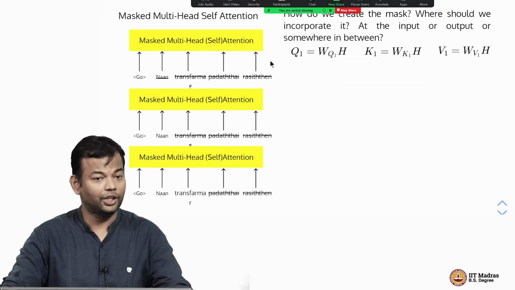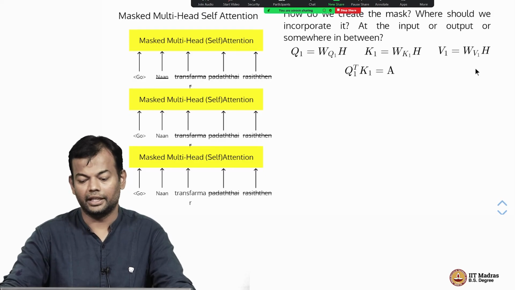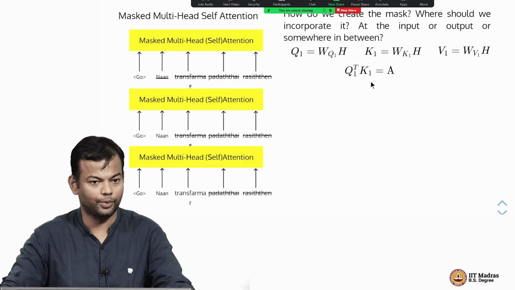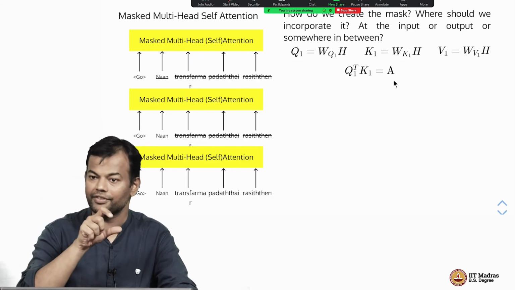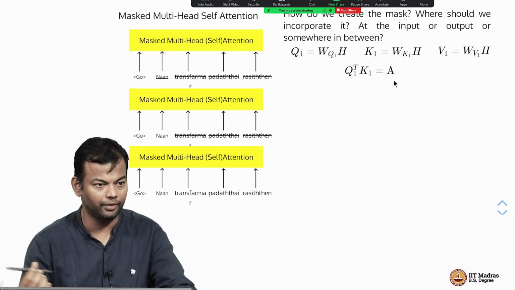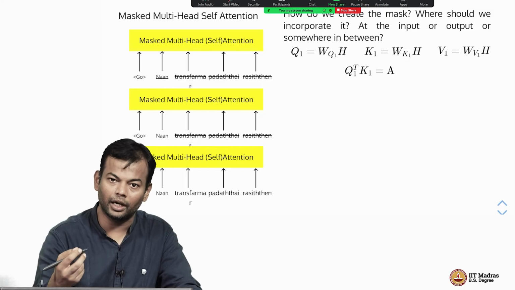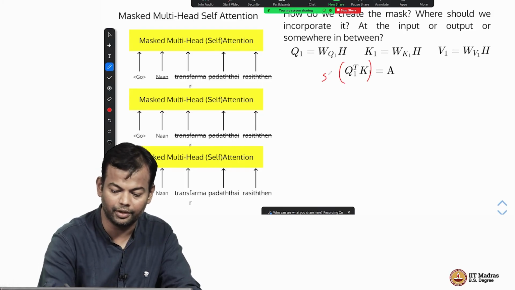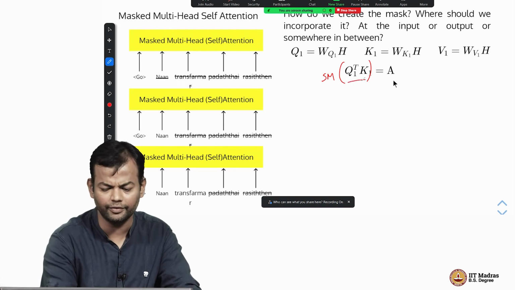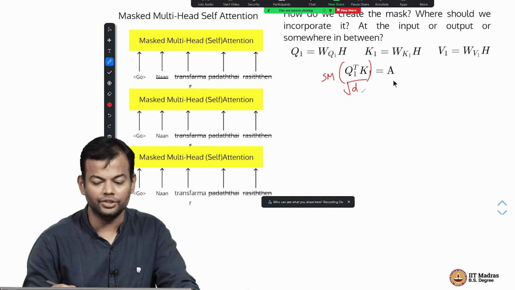So this is what our Q1, K1, V1 looks like. We have seen this before. Let's call Q1 transpose K1 as A. This is what we are passing through the softmax, if you remember. My final attention weights are actually just a softmax of this, of course scaling by the square root of t. Do you remember that?